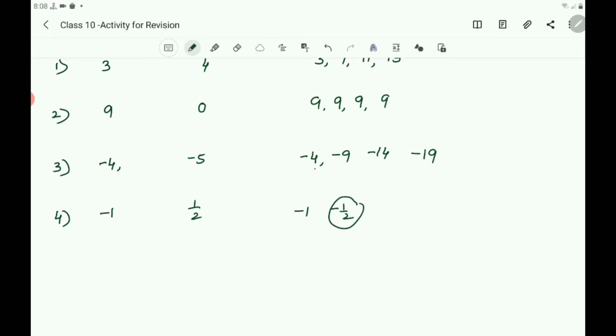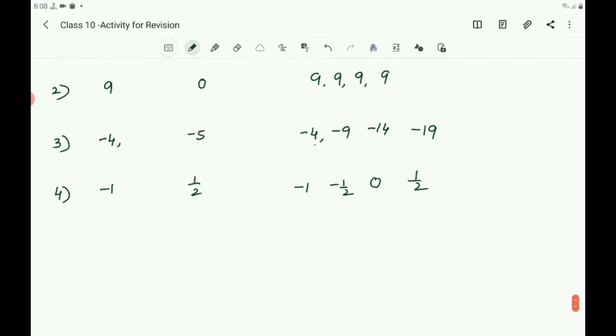Then minus 1 by 2 plus 1 by 2. What is the sum of minus 1 by 2 and plus 1 by 2? They cancel, you will get 0. So the third term is 0. Because D is 1 by 2, we have to add this D, 1 by 2, to the previous term to get the next term. Then you add 1 by 2 to this 0, so you will get 1 by 2. So the first four terms are minus 1, minus 1 by 2, 0, 1 by 2.